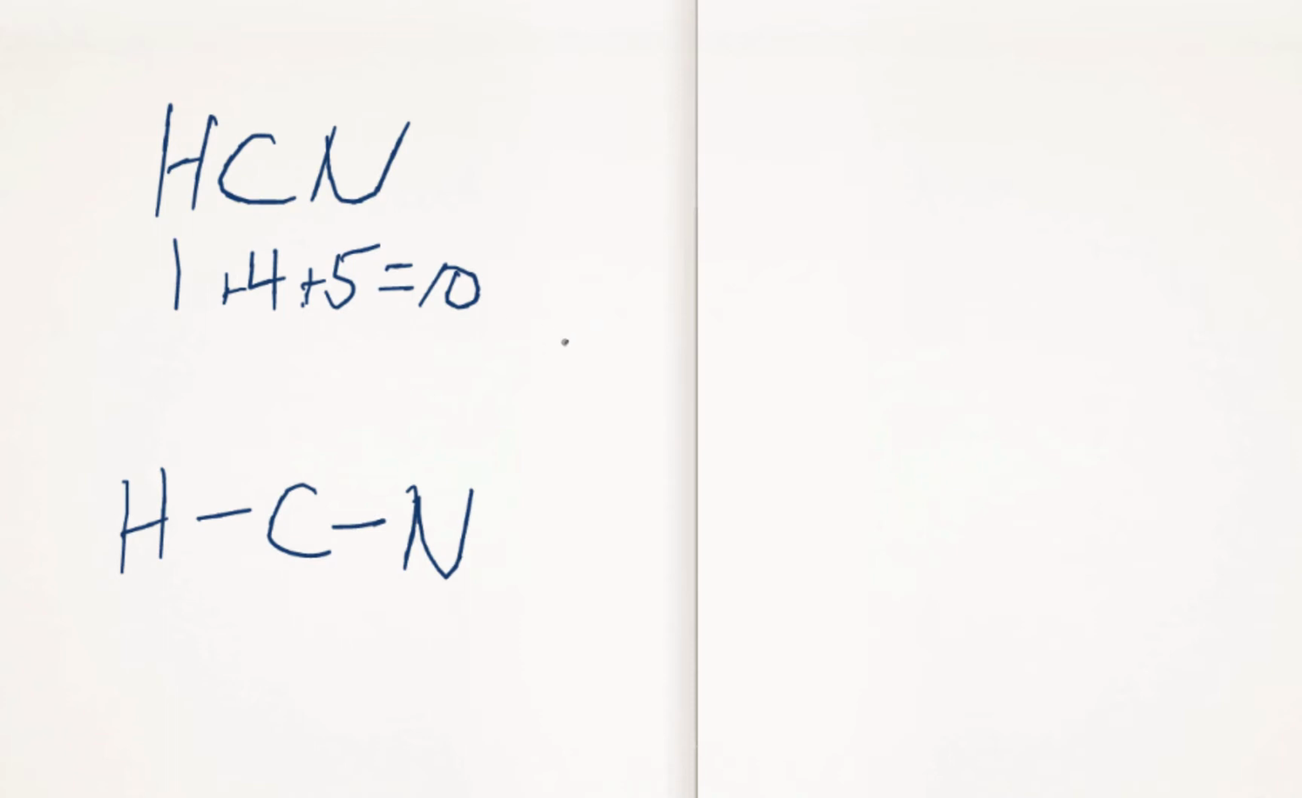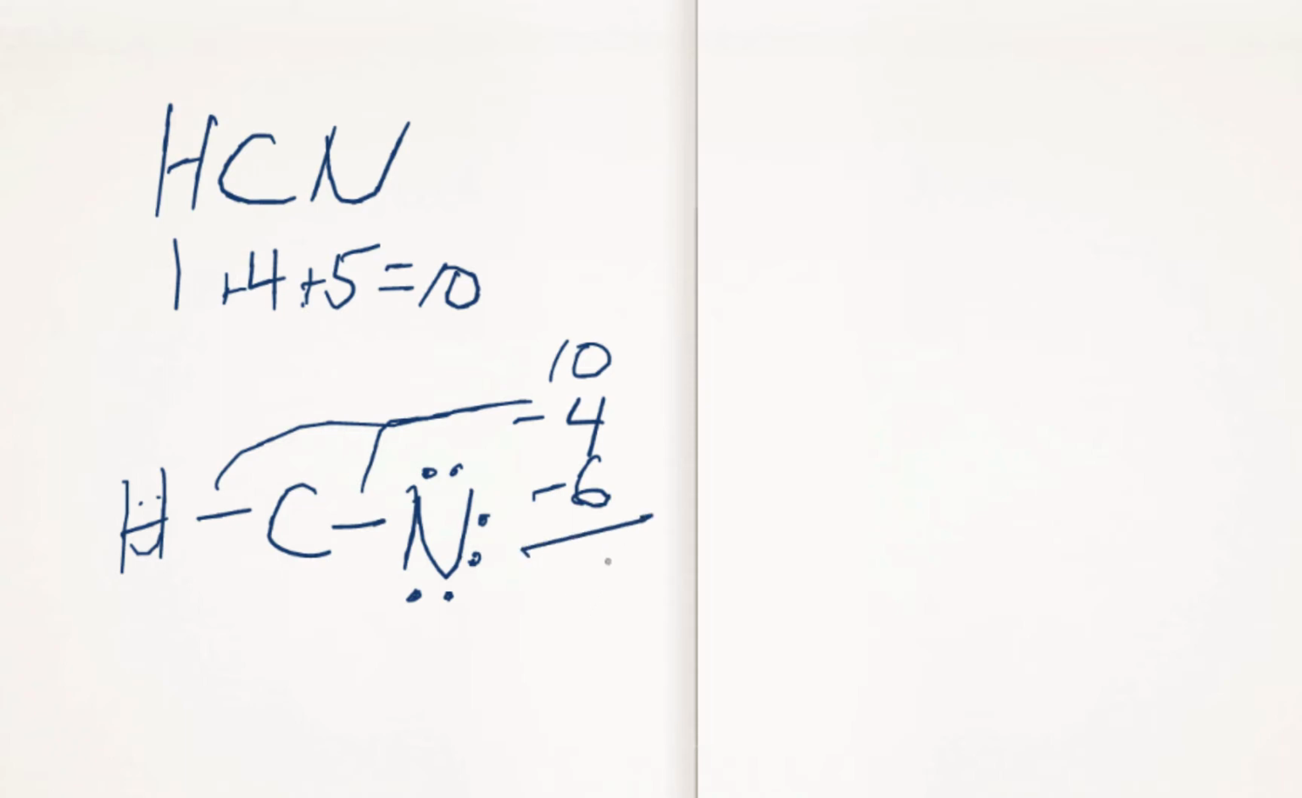So I started out with 10. I lost 4 from my bonds. So from here and from here, that was a total of 4. Now it says to use lone pairs to make anybody happy on the outside. Well, hydrogen's happy. Nitrogen, though, is not. It sees 2. It needs 6 more. 2, 3, 4, 5, 6. So minus 6 more is a total of 10. Okay, I've spent all my electrons.